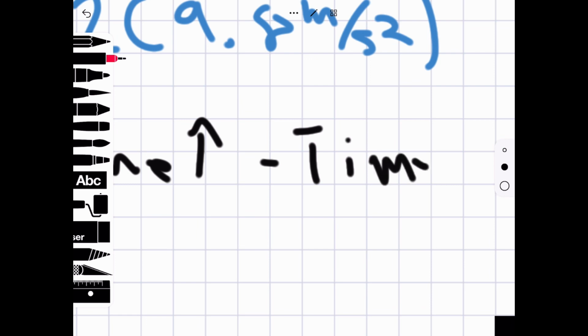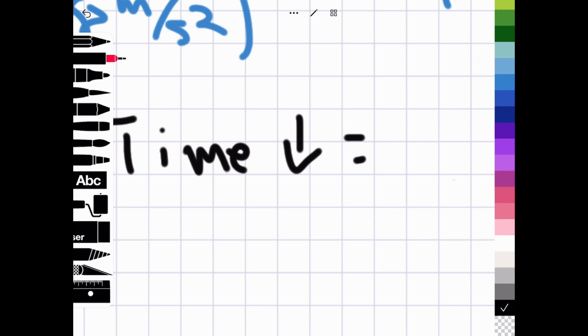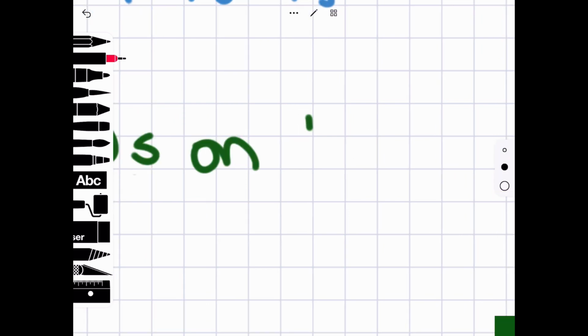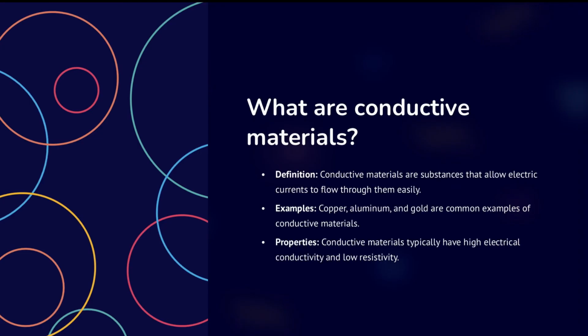Okay, so for the last one is pretty easy because we know that the time that is up minus the time that it's falling, it's equal to 0. So the result is 0 seconds on the air, like just floating.